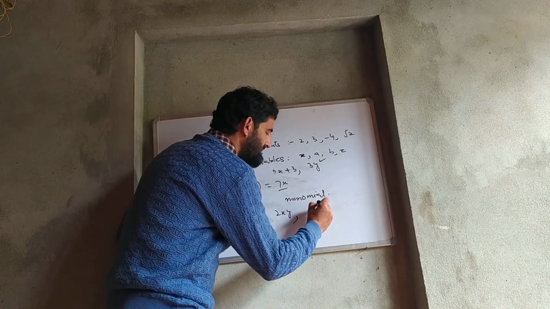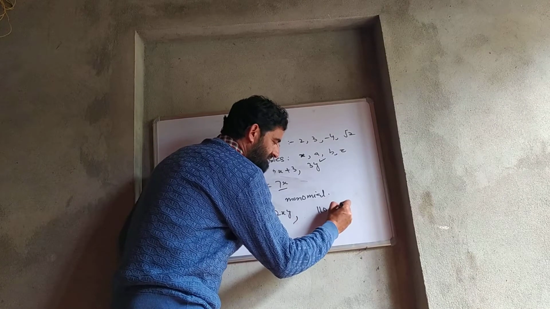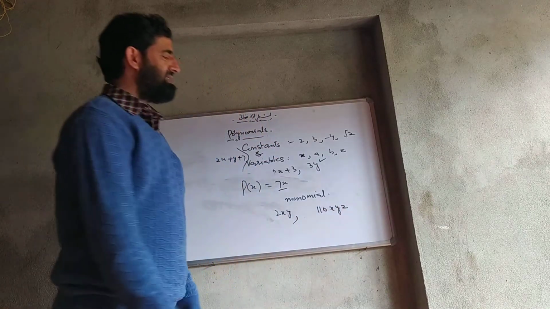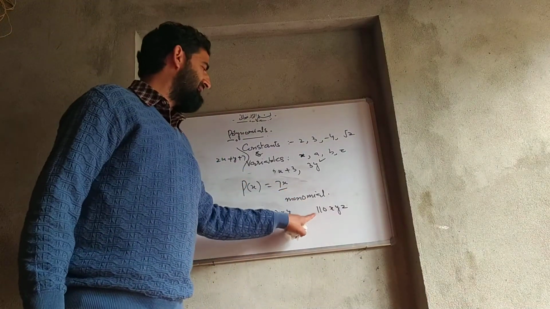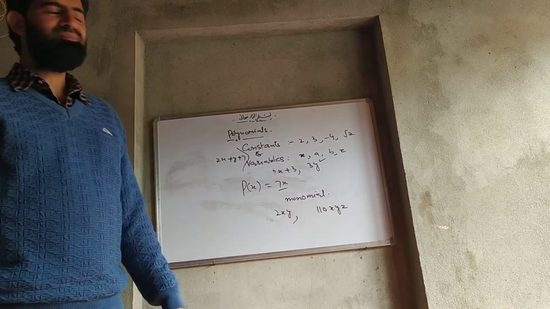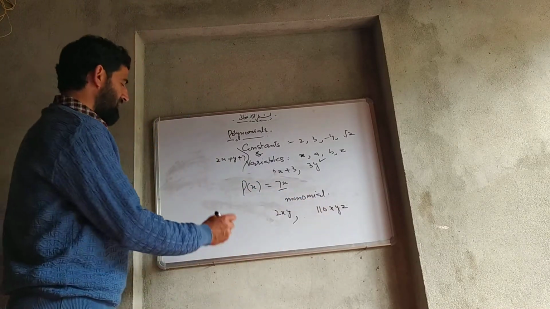Now, like this, 110xyz. This is again a monomial, because these terms are not separated by a plus or minus sign. This is a single term. This is a monomial. And then binomial.